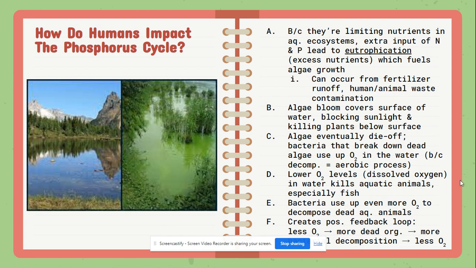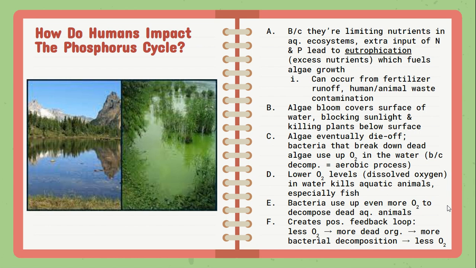So some common human impacts to the phosphorus cycle, like I said before, is eutrophication. That extra input of that limiting nutrient makes algae grow tremendously fast. But when we see that algae bloom cover the surface of water, that actually blocks any sunlight from being able to penetrate into the waterway, killing any and all plants below that surface. Eventually, the algae do die off. Bacteria, naturally found in that aquatic ecosystem, will break down the dead algae, and they will use up the oxygen to do so.